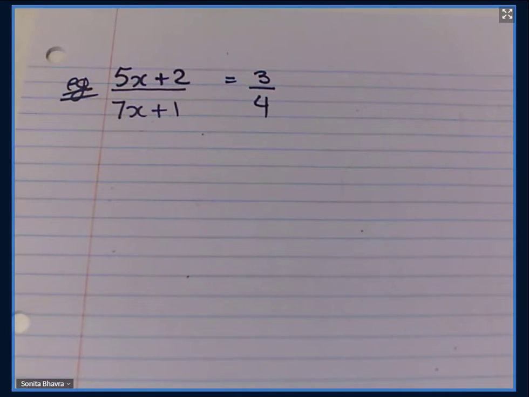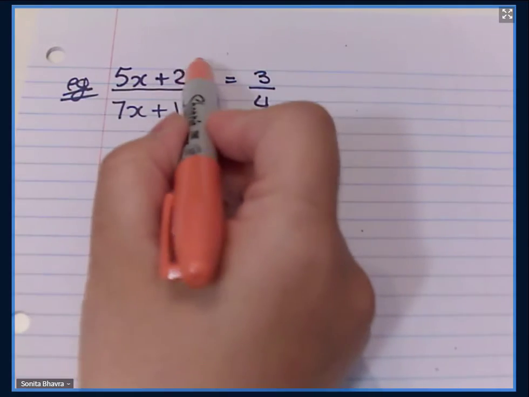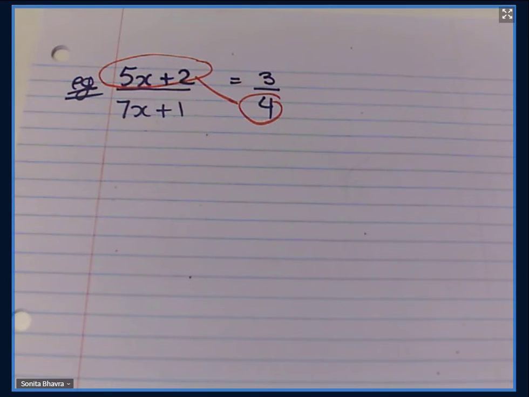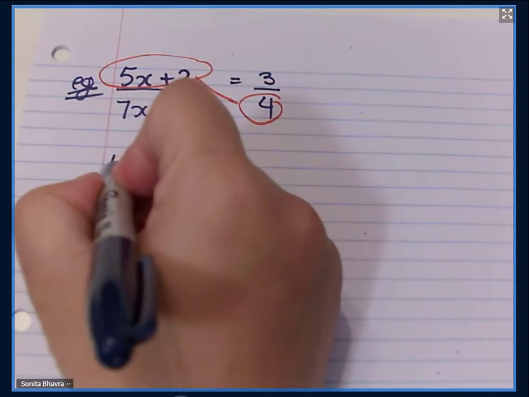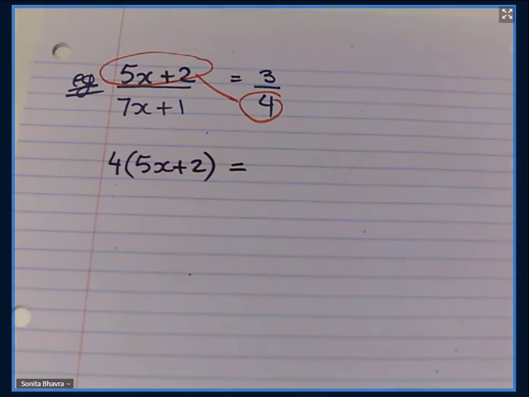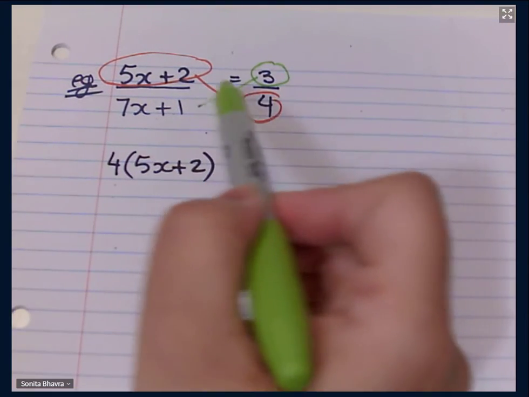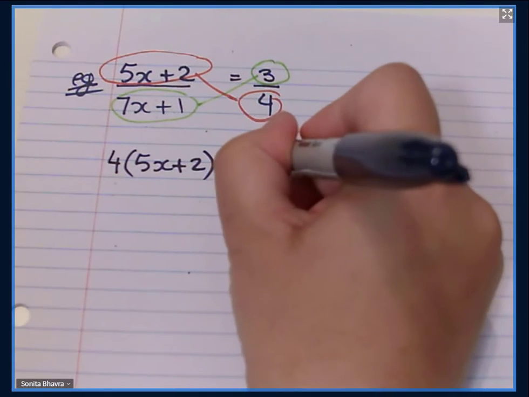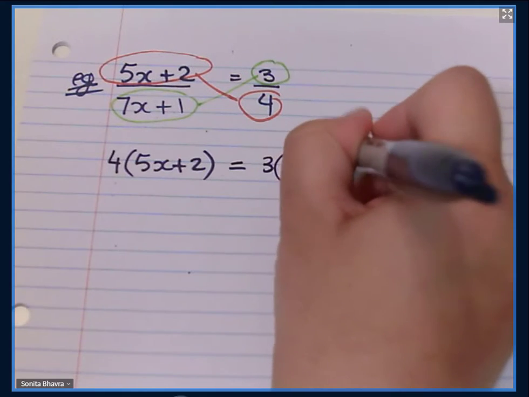All right, so our next example, we have 5x plus 2 over 7x plus 1, and it's equal to 3 over 4. So we'll take our top left, multiply it by bottom right. We'll multiply those two together, which is going to look like 4 times 5x plus 2. And then on the right side of the equation, we have 3 being multiplied by the 7x plus 1. So 3 times 7x plus 1.